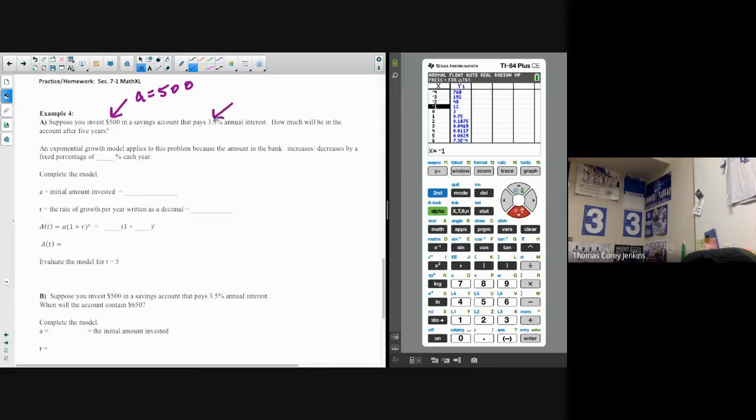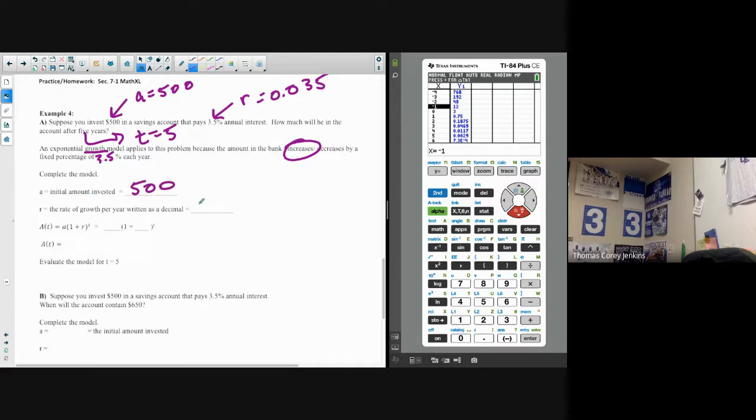So my rate there is 0.035. How much will be in the account after 5 years? That would be t equals 5. So an exponential growth model applies to this problem because the amount in the bank increases. It increases, all right? That's why the keyword is growth by a fixed percentage of 3.5% each year, okay? So the initial amount invested, or A, is 500.